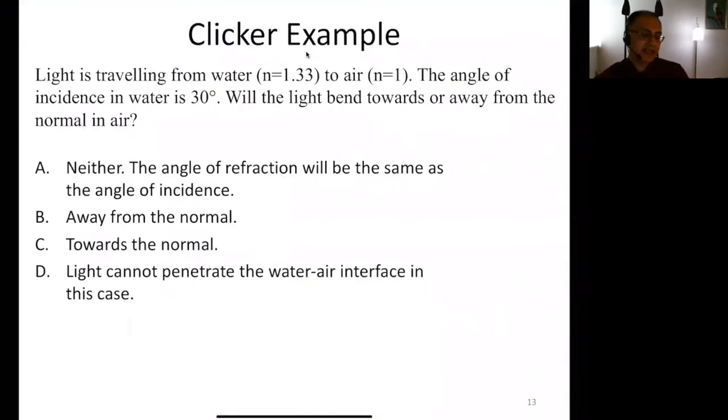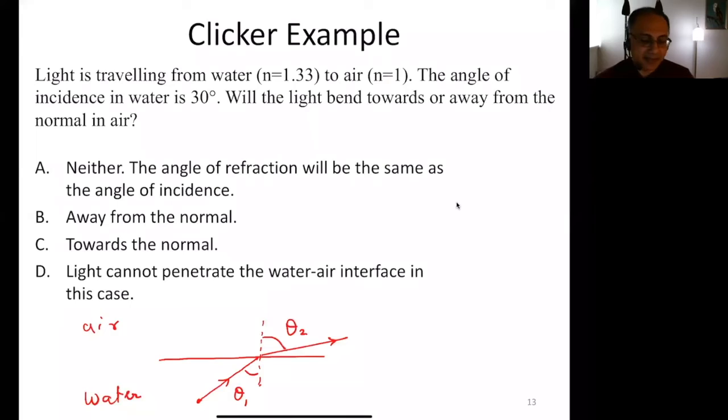All right, let's try this question. The question is asking whether it's bending away from the normal or towards the normal. All that means is, is the angle theta 2 greater than the original angle of 30 degrees, or is it less than the original angle of 30 degrees? Because if it's greater, then it's going to bend away from the normal. And if it's less, then it's going to bend towards the normal.